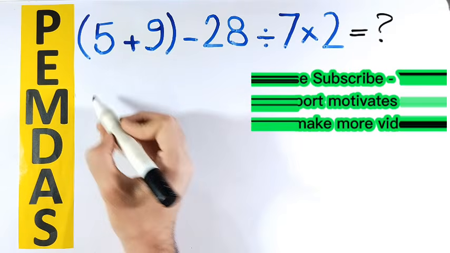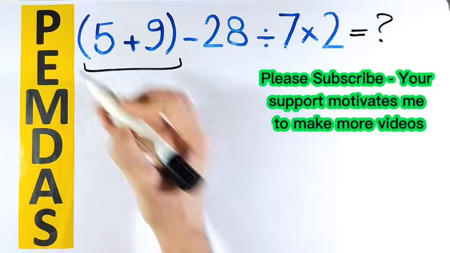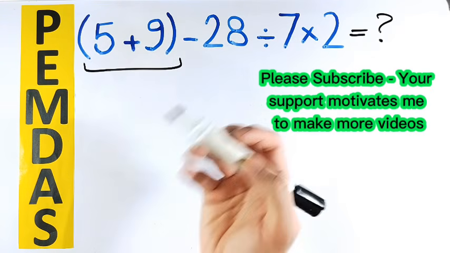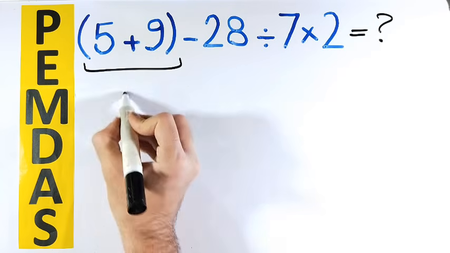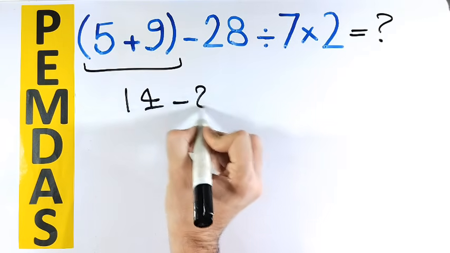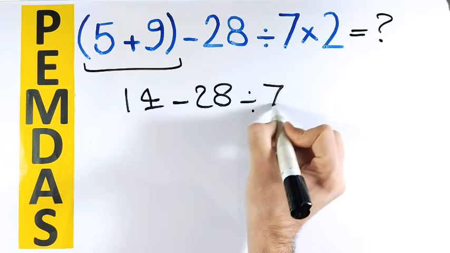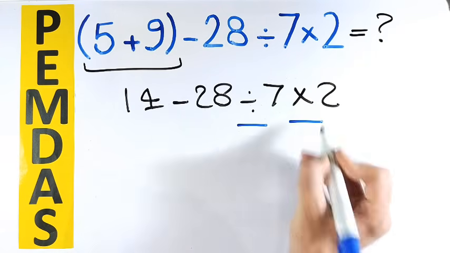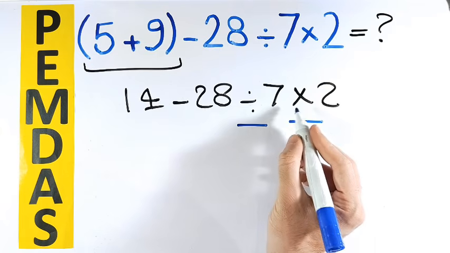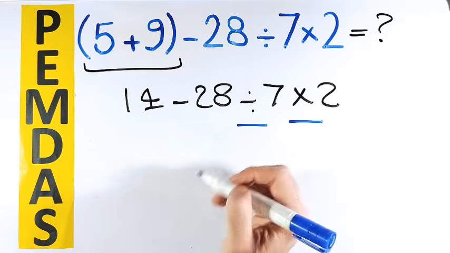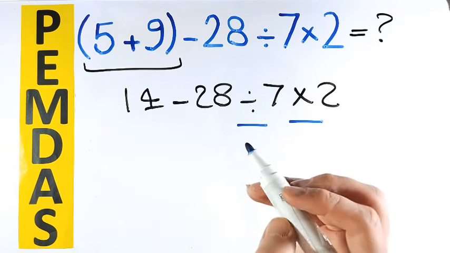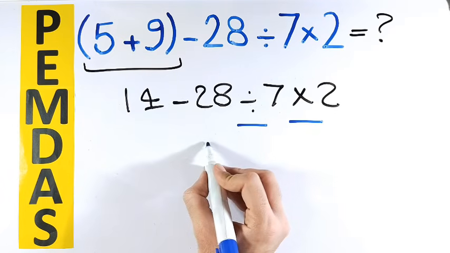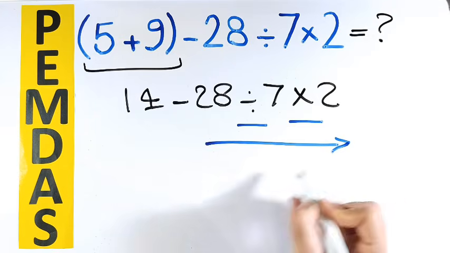According to the PEMDAS rule, first we go for the parentheses, because parentheses have the highest priority than the other operations. So, instead of this expression, we can write 14 minus 28 divided by 7, then times 2. And the next step, we go for the division and multiplication, because these two operations have a higher priority than subtraction. However, we must pay close attention that multiplication and division have the same level of priority and we must perform these two operations from left to right.